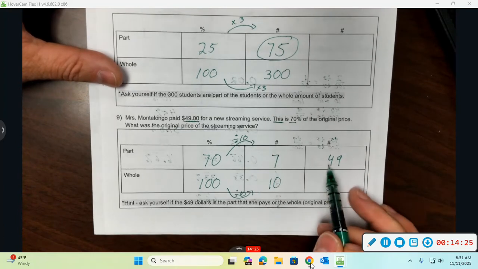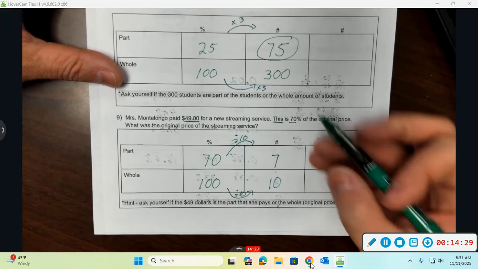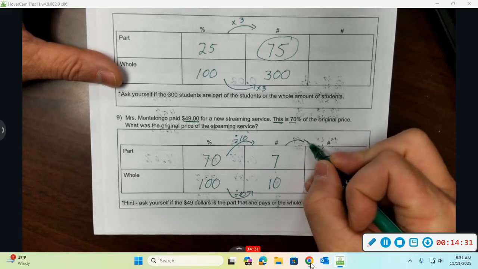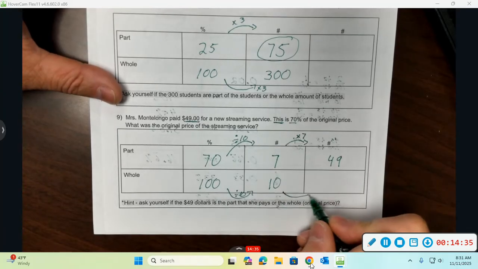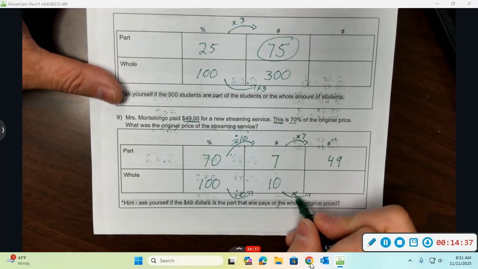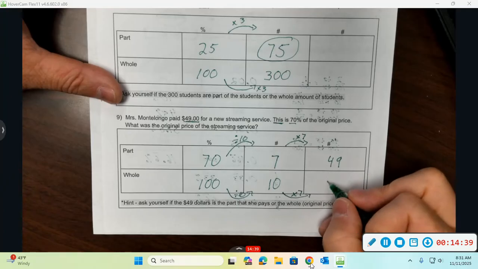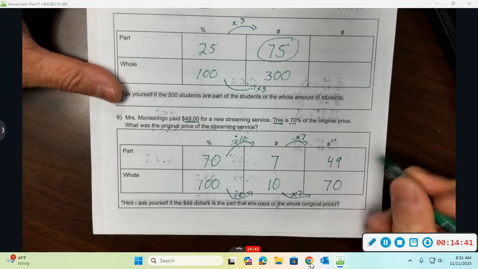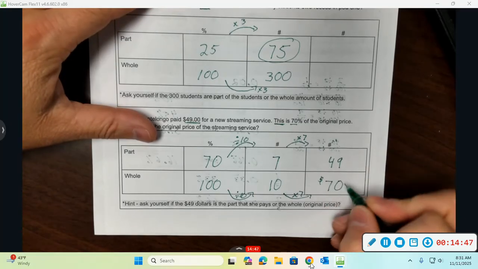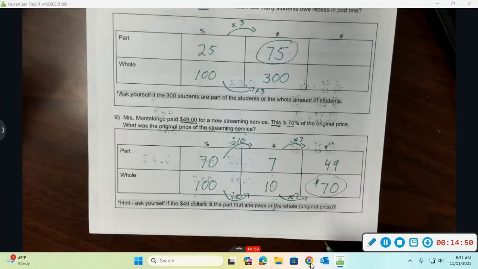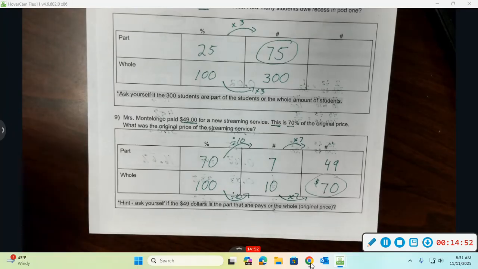Now, does 7 go to 49? Yeah. I can multiply 7 by what? 7. So that means I'll multiply my denominator by 7, which is what? 70. So what was the original price of the service? $70. Okay? $70. Not doll hairs, dollars.